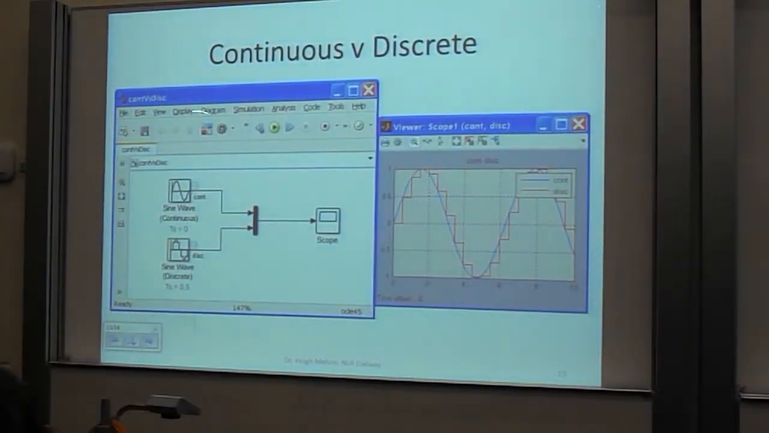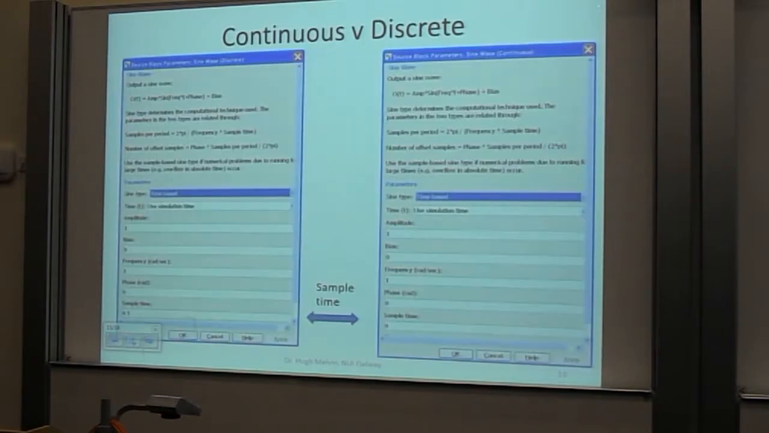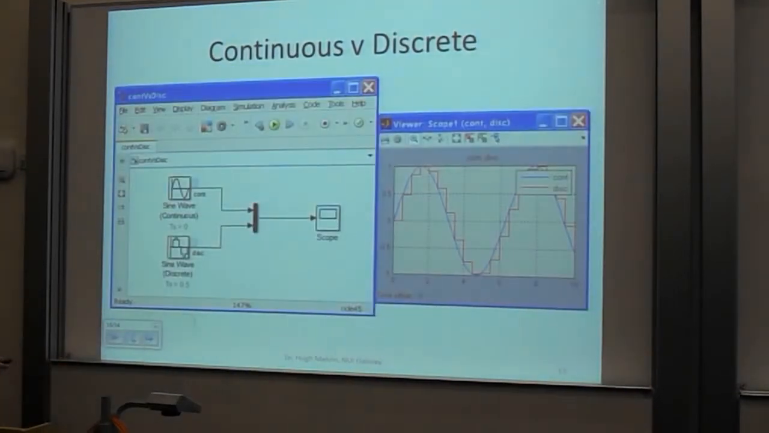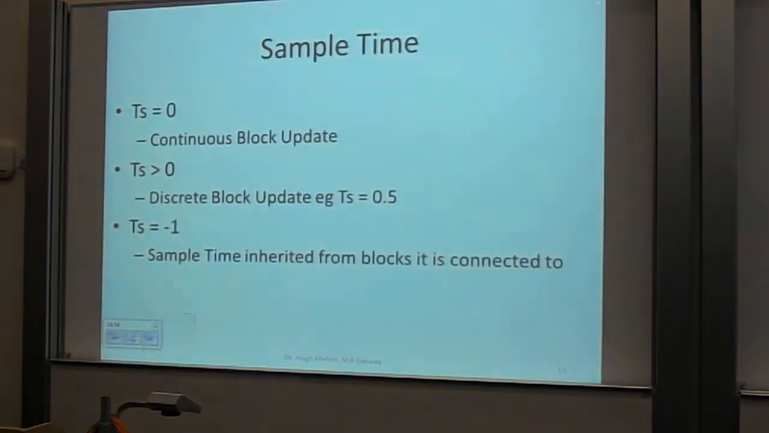So if you look at these two sine waves and you double click on them, these are the parameters for both. The only difference being here, everything else is identical except for here. For a continuous system, the sample time is 0, and for a discrete system here, by default, it's set to 0.5. And that's why when you drag this block across, you get these steps in 0.5. Okay, so in summary, sample time 0 means it's a continuous block. Sample time greater than 0 means it's a discrete block, like in our case it's 0.5.